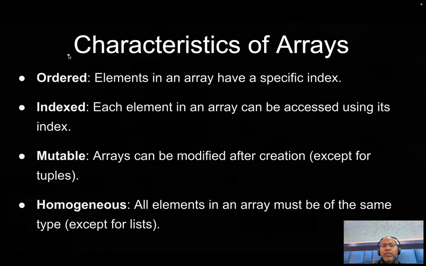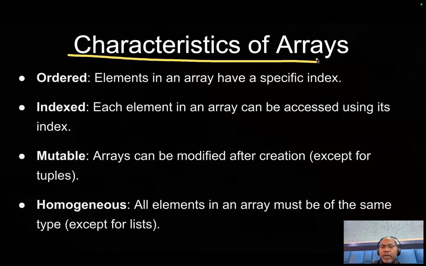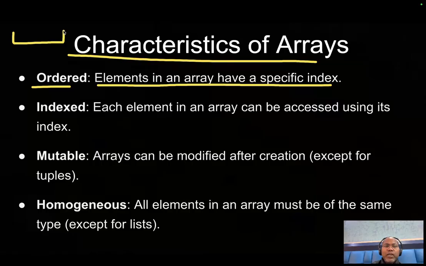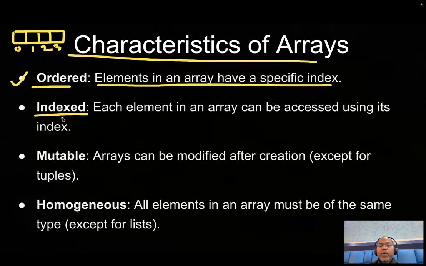So these are some basic characteristics of an array. An array is ordered. That means elements in an array have a specific index. Whenever you create an array, each element has an index value: index 0, 1, 2, 3. This means each and every value is uniquely identified, and you can access it with the help of its index.